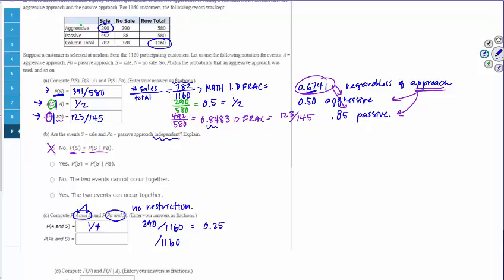There. Probability of passive and sale are these guys. 492 people meet that requirement. They received the passive approach and they bought something. 492 out of 1160 is 0.4241, or turn it into a fraction as 123 out of 290.